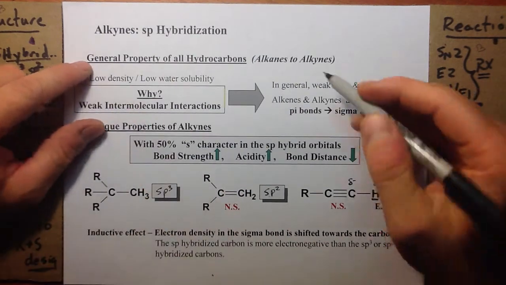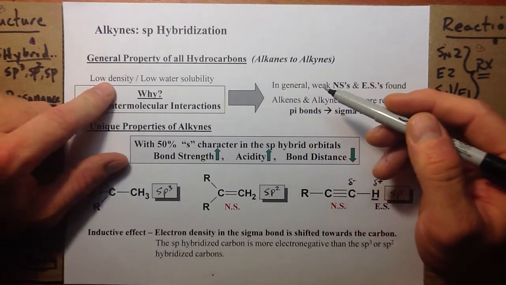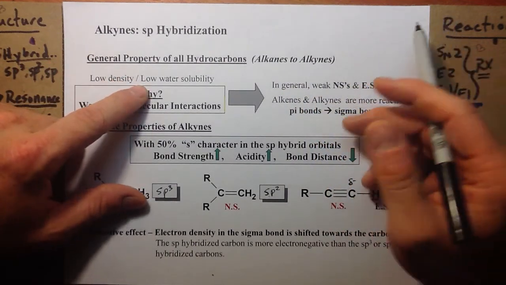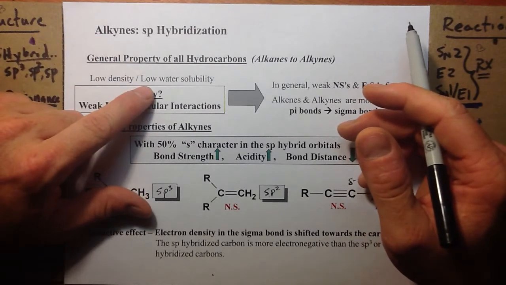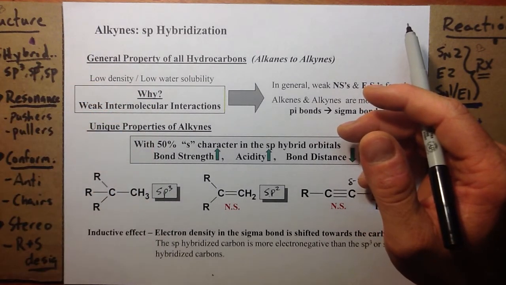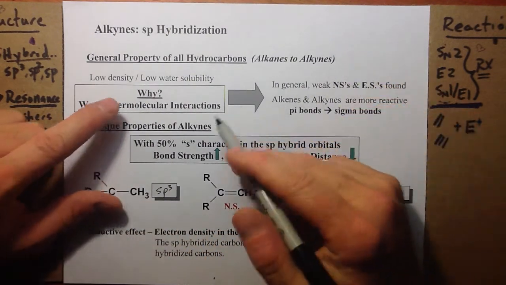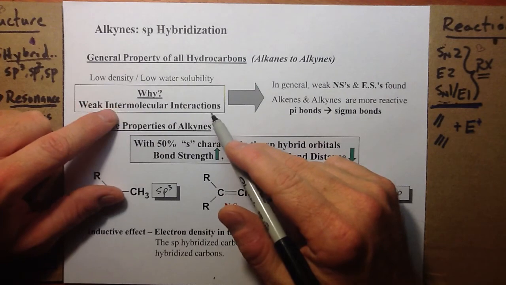But I do want to note that all hydrocarbons, alkanes to alkynes, are typically low density, so they float on water, water being a higher density, and they don't dissolve well in water if all we have is the hydrocarbons, because of the weak intermolecular interactions.